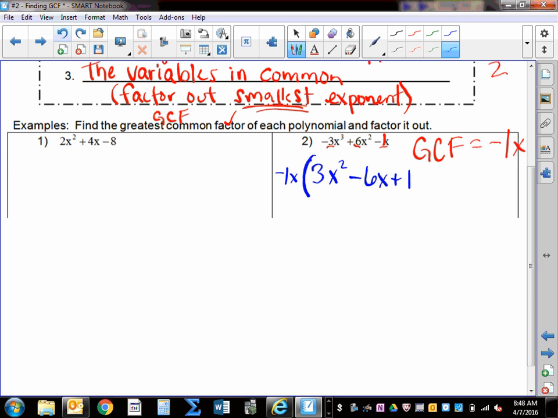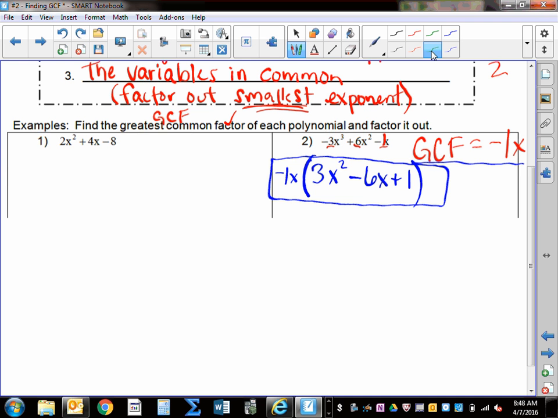Think of it this way: I had an x. I took out the only x that I had. There are no more x's left behind. So what I have is negative 1x times 3x squared minus 6x plus 1. My GCF is what's hanging out in front, and everything else is exact. So I found my GCF here, and then I factored it out. Questions so far on this?